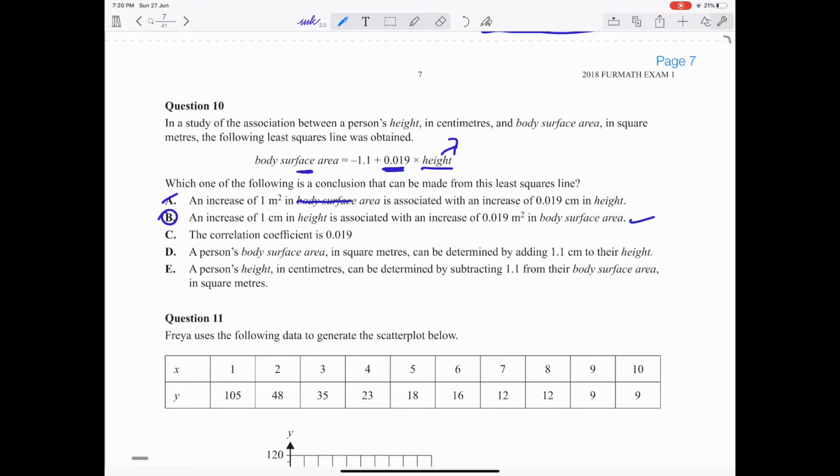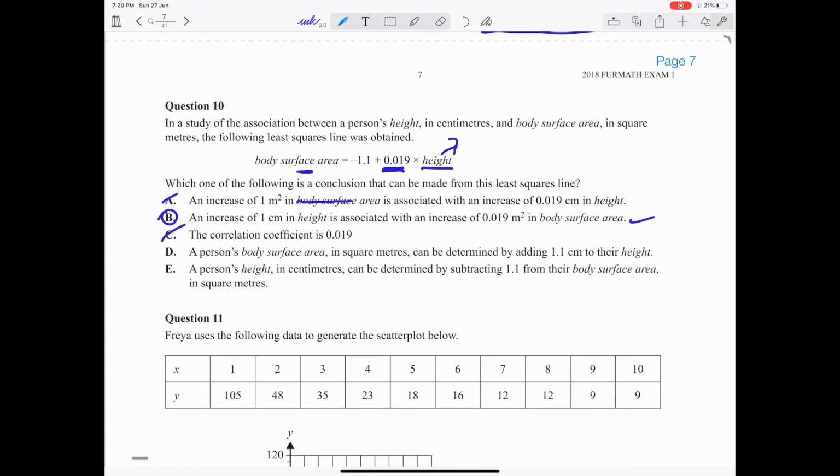But we can also check the other answers and make conclusions about why they're wrong. So C is obviously wrong because it says the correlation coefficient is 0.019. That's not actually the value of the correlation coefficient. That's the value of the gradient of the least squares line. So therefore C is wrong.